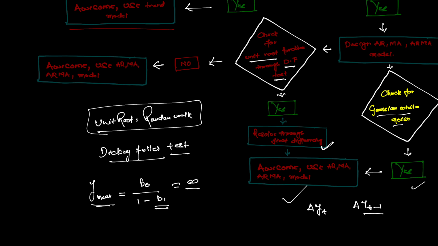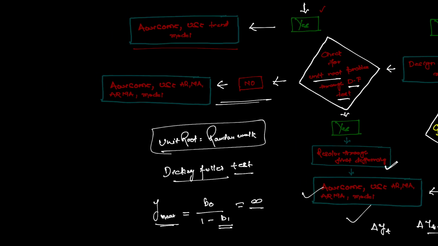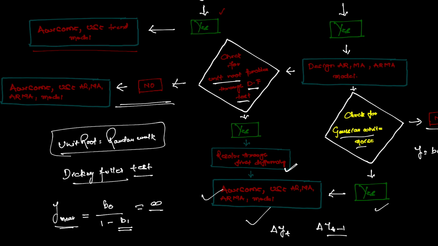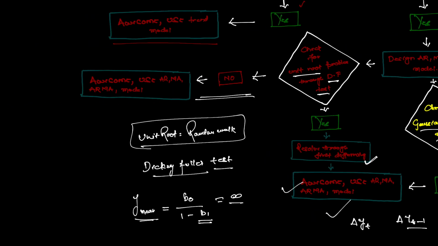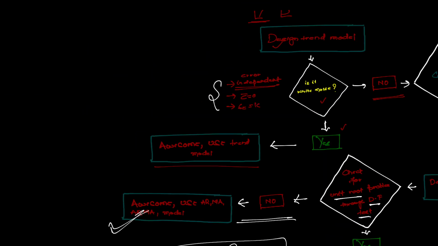And if the problem of unit root gets resolved with the help of first differencing, then yes, you can use the AR model, MA model or ARMA model. However, if there is no problem of unit root when you are designing AR, MA, ARMA model and there is no problem of Gaussian, that it doesn't have the Gaussian white noise process, then awesome, you can use AR, MA, ARMA model. Okay, apart from that, we also discussed a very important point, that is ACF and PACF.